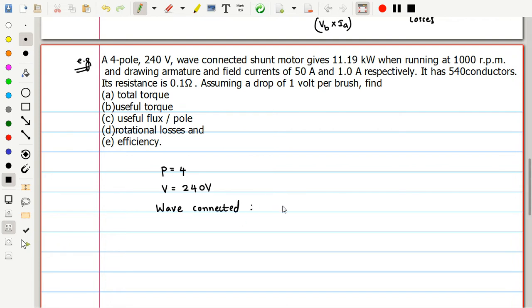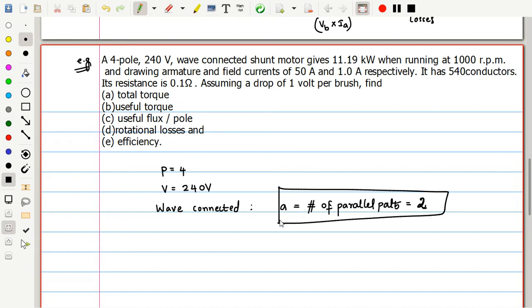Remember, in a wave connection, A is the number of parallel paths, and the number of parallel paths for a wave connection is always 2. I have not gone into wave connection in detail, but the conclusion from it is that the number of parallel paths is always 2. If it is a lap connected winding, the number of parallel paths is equal to the number of poles. This we discussed several times. But for wave connected, the number of parallel paths is always 2. Remember this.